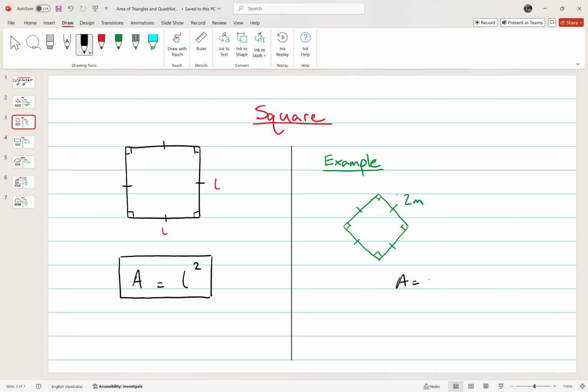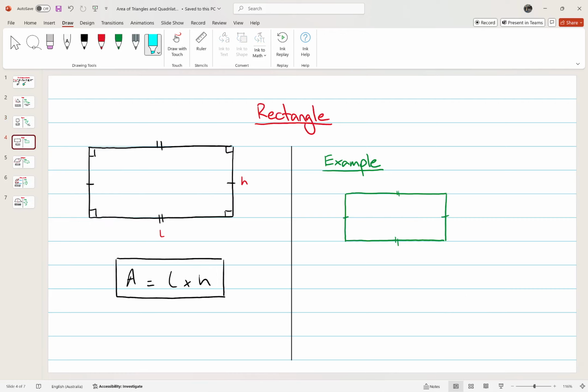So here we say that the area is 2 squared, and 2 squared is just the same as 2 times 2, which is 4 meters squared. Again, noting that this measurement was meters, and so our unit is meters squared.